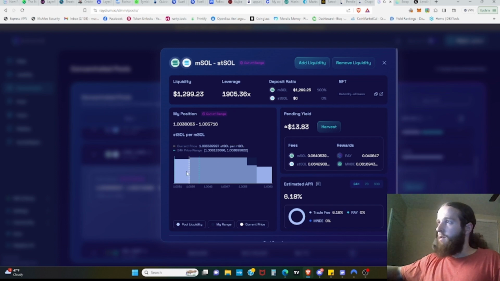But as you can see here on this graph, with concentrated liquidity, if it moves outside of the range, then you're no longer earning fees and therefore the APR on that asset.